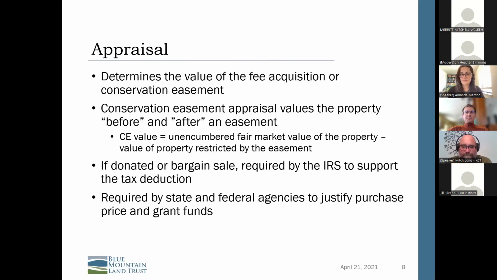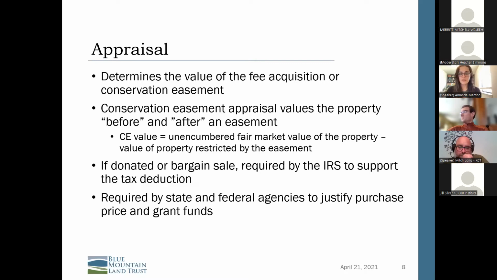Next slide, please. So the big question then becomes, how do you value a conservation easement? How is this determined? We have to get a very specialized appraisal, which determines the value of the conservation easement. And how this is valued is we look at the before value of the property and the after value. So if you were to place the property for sale on the market today with all of its rights and development rights and subdivision rights intact, that is your before value. What would it go for?